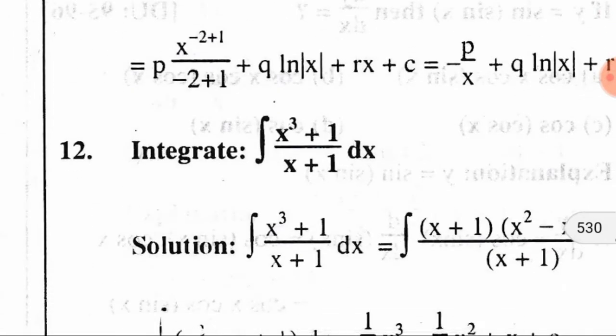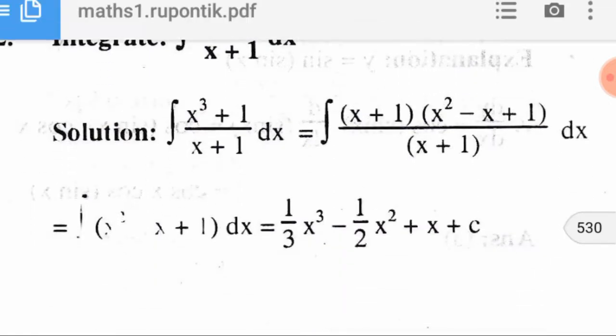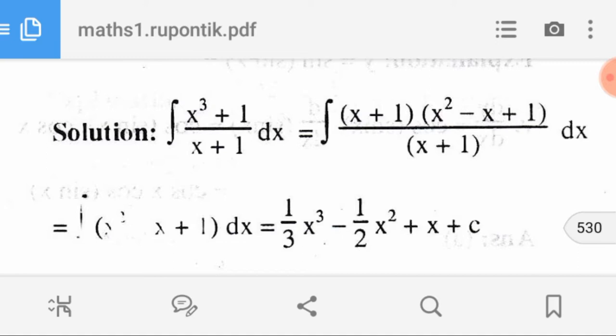In question number 12, it is given that we have to find the integral of (x cube plus 1) divided by (x plus 1) dx. Dear audience, here x cube plus 1 can be written as (x plus 1)(x square minus x plus 1), and in place of x plus 1 in the denominator we can write x plus 1. If we divide the numerator by the denominator, the x plus 1 and x plus 1 will be cancelled. The remaining is x square minus x plus 1. So the integration of x square minus x plus 1 is 1/3 x cube minus half x square plus x plus c.